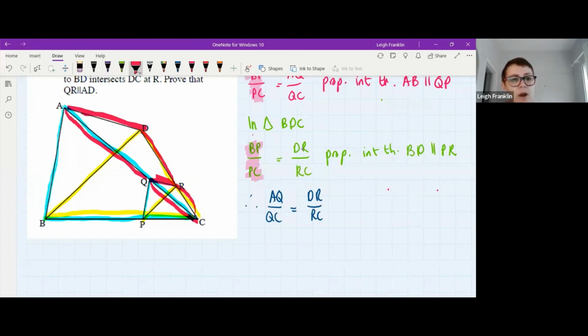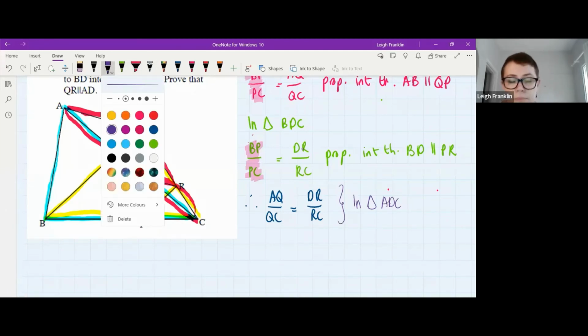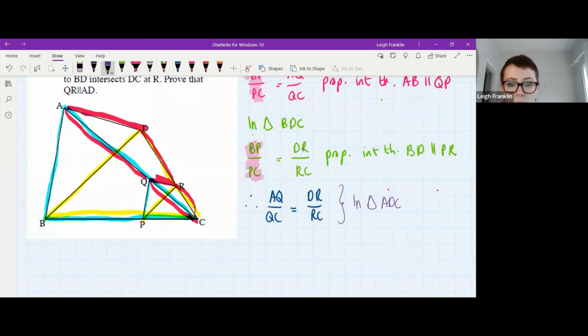All right, so now you're working in triangle ADC. Okay, so this over here, not that we would write this, you are now working in triangle ADC. Right, so the conclusion is that therefore QR is parallel to AD, reason: converse proportionality intercept theorem.